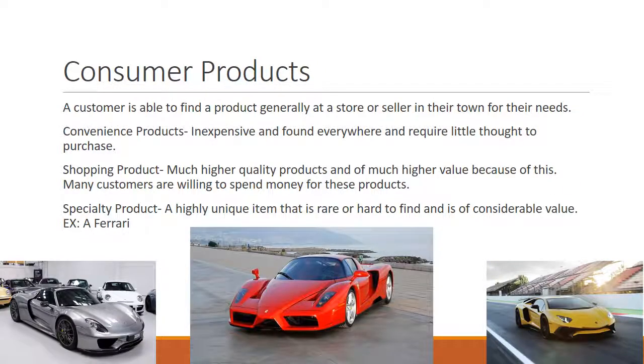Consumer products. A customer is able to find a product generally at a store or seller in their town for their needs. Convenience products are inexpensive, found everywhere, and require little thought to purchase. Shopping products are much higher quality and of much higher value. Because of this, many customers are willing to spend money for these products.